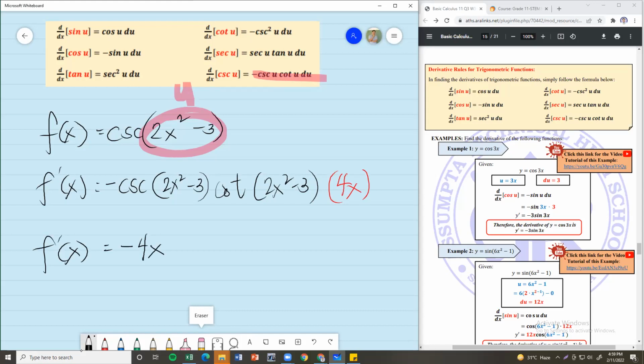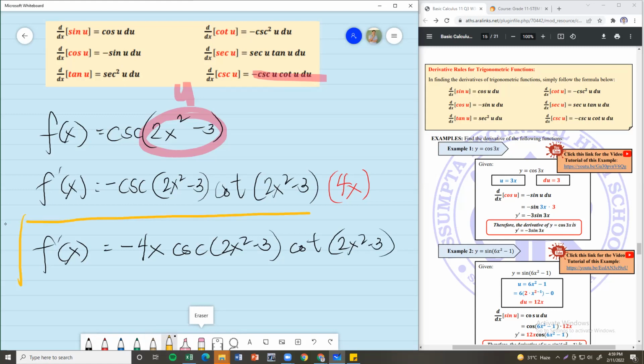Kumbaga, i-reposition mo lang si 4x mo. Negative 4x times cosecant of 2x squared minus 3 times the cotangent of 2x squared minus 3. And you're done. Tapos na. That is it. We just simply followed our formula. Got it? Show me a reaction if that's clear. Very good. Okay. See? Dali-dali lang.